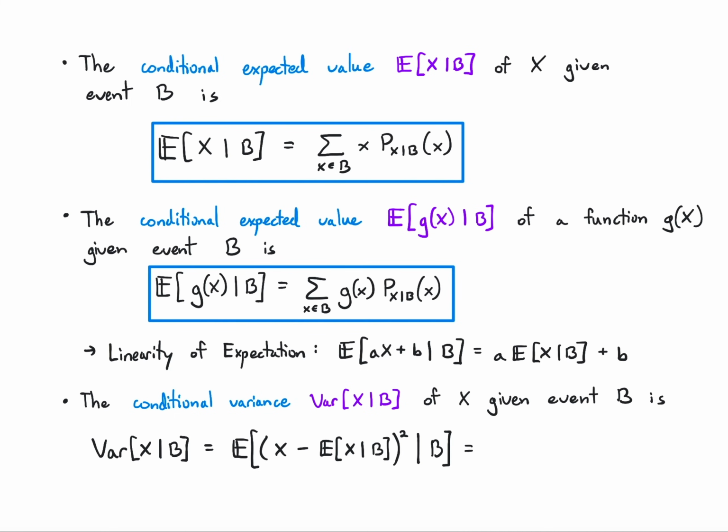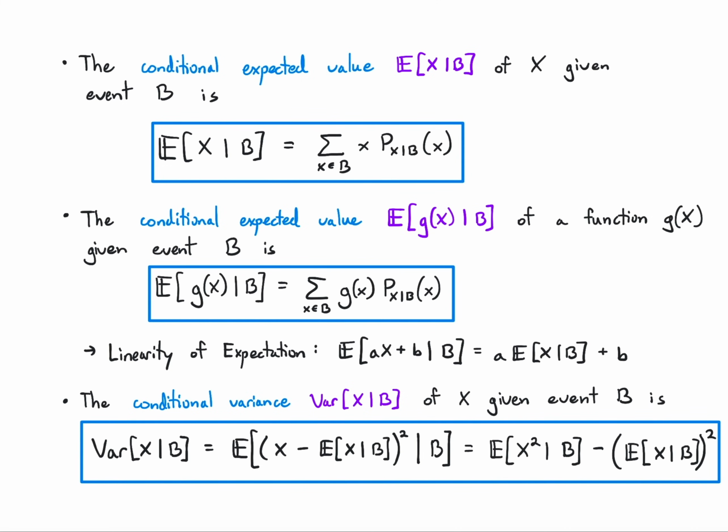I could also develop the alternate variance formula, so I could have E of X squared given B minus E of X given B, squared. The key thing to remember with conditional variance, which is a little tricky to keep in mind, is that you're always conditioning on B every time the expectation occurs. Let's do an example.